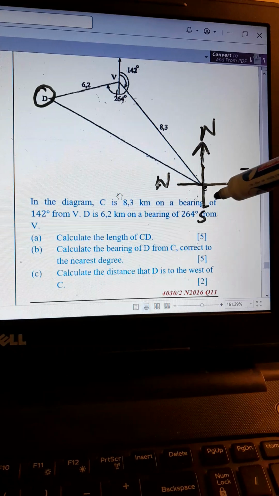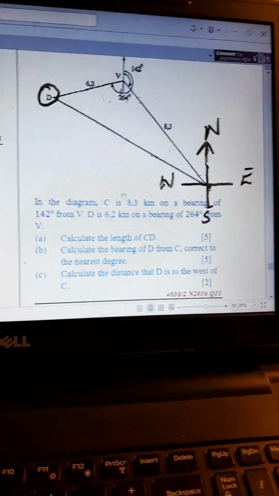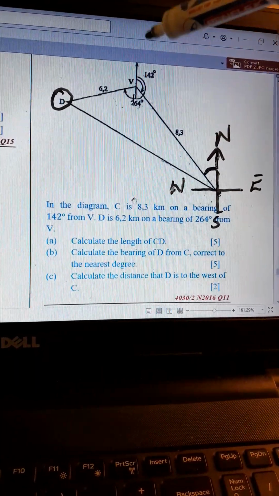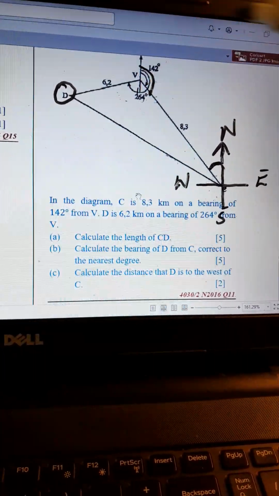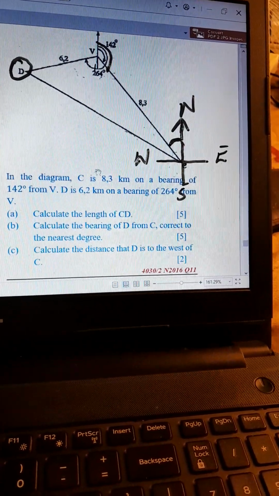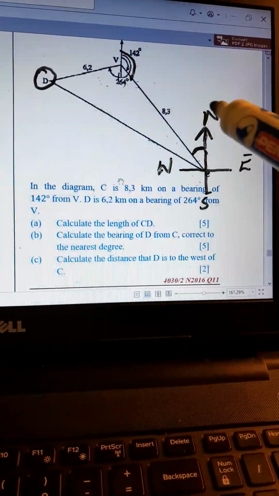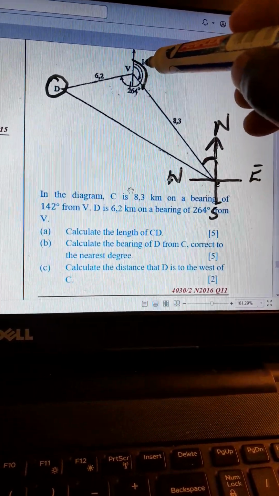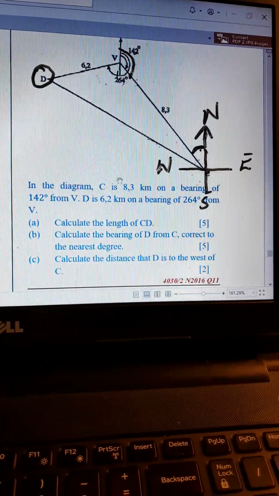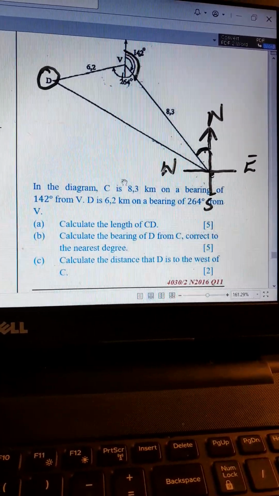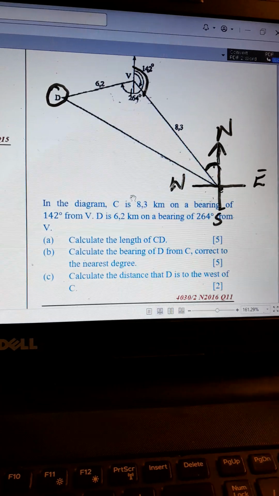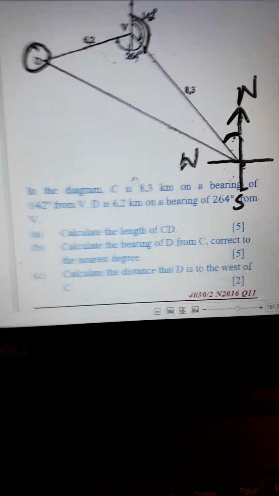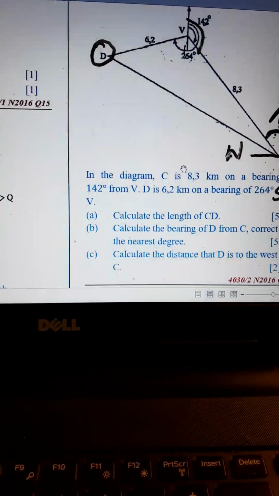Because this line and this line are parallel lines, this angle and this angle are called co-interior angles or allied angles. Hence, if we add this angle and this angle, we should get 180 degrees. So for us to get this angle, we have to subtract 142 from 180.